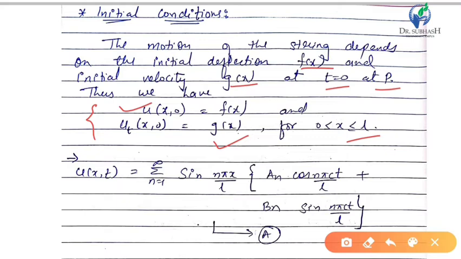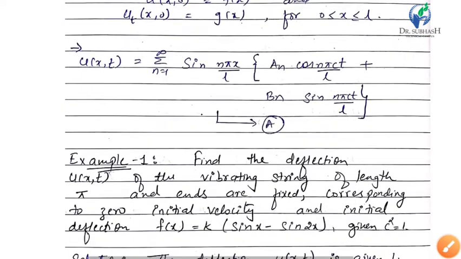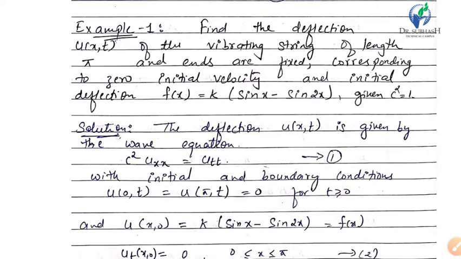So u of (x, t) equal to sigma n equal to 1 to infinity sin(n pi x upon L) [a_n cos(n pi c t upon L) plus b_n sin(n pi c t upon L)]. We name this as equation A. Now let us move towards some examples. In the above equation A, I will tell you later on what are a_n and b_n.